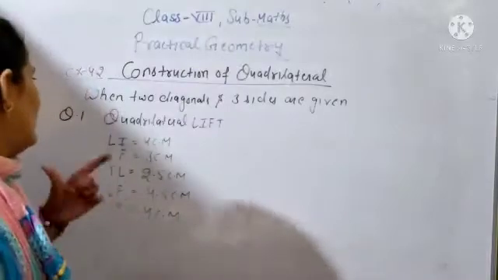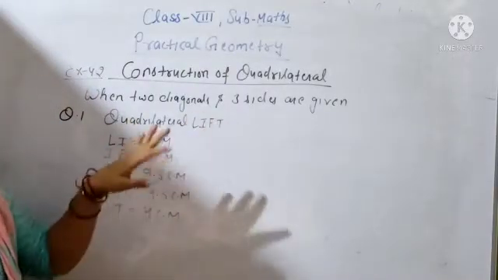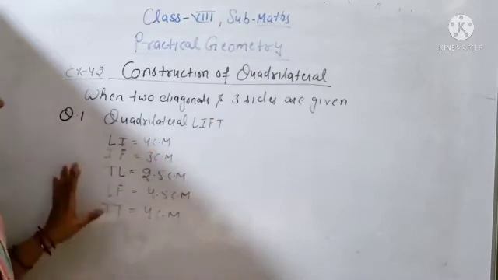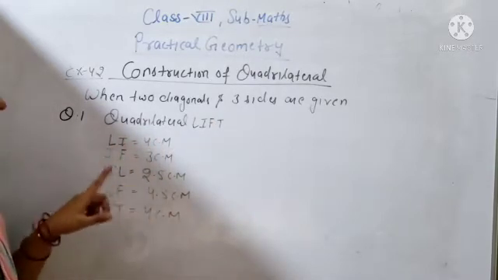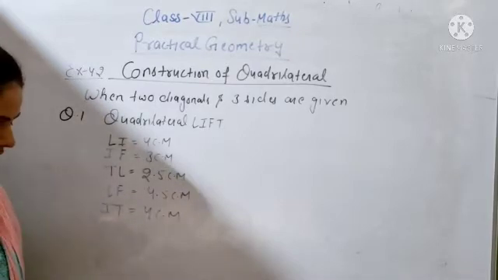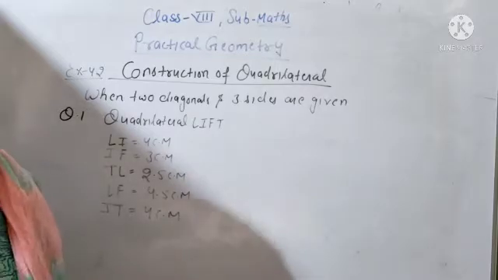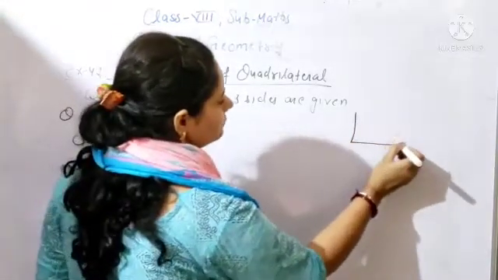Clear? So for example, this is a quadrilateral. The question is: construct the quadrilateral LIFT where LI is 4 cm, IF is 3 cm, TL is 2.5 cm, LF is 4.5 cm and IT is 4 cm. So first you will simply draw a rough diagram of a quadrilateral. For example, I am making a quadrilateral here.